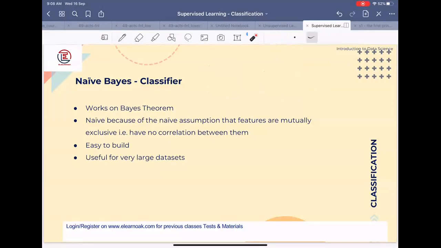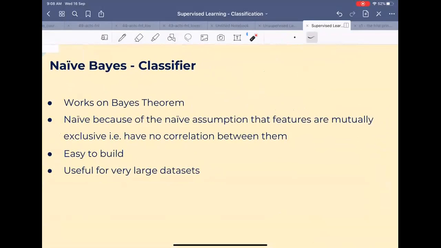The naive Bayes classifier basically works on Bayes Theorem. Some of you may have taken it; when I was doing my 11th and 12th standard, that is after my SSC, when I was doing my intermediate, I was exposed to Bayes Theorem.